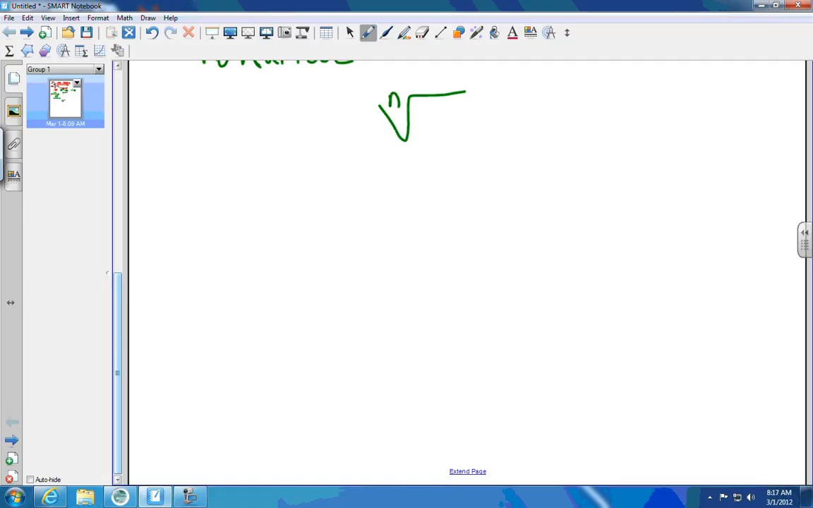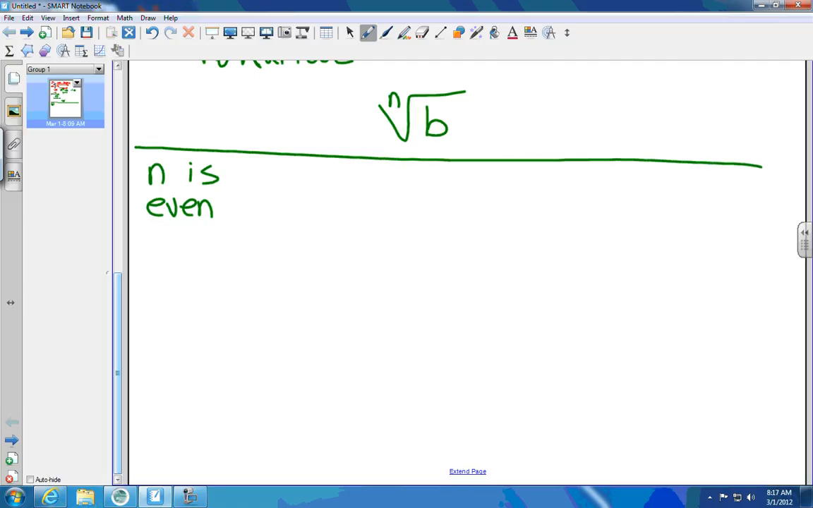So again, it's the nth root of b. Obviously, n and b are variables. They can be any number. So the first type of problem is when n is even. So when the index number is even, then we have b greater than 0. What does that mean about b? Another way to say that. It's positive. So if n is even and b is greater than 0, you will have one positive and one negative root.